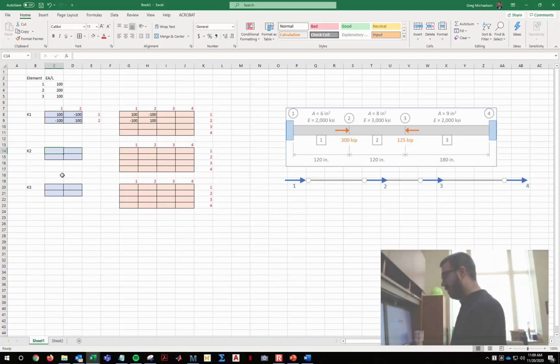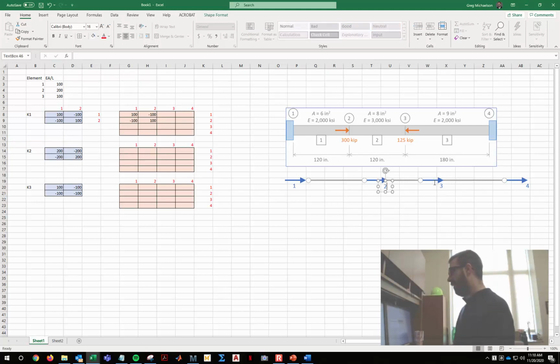So element number 2 is going to be 200, and that's going to be our stiffness matrix for element number 2. And then element number 3 is going to use that one. And then as for where those go, again, it goes back to the member codes, the degrees of freedom. So element number 2, if you see here on the model, this is element number 2, and it's connected to 2 and 3, right?